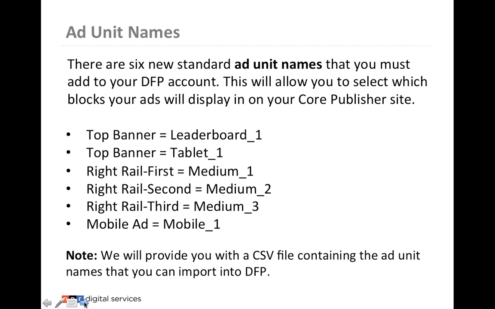Right rail first, which is going to be your first medium 300 by 250 medium rectangle. Right rail second, which will be your medium 2, which will be that second 300 by 250 medium rectangle. Right rail third, which will be medium 3, same thing, 300 by 250 in the third placement. And your mobile ad, which will be mobile_1. You have to upload these into your DFP account in order for you to be able to say, I want my ad for a specific unit to go to that block.